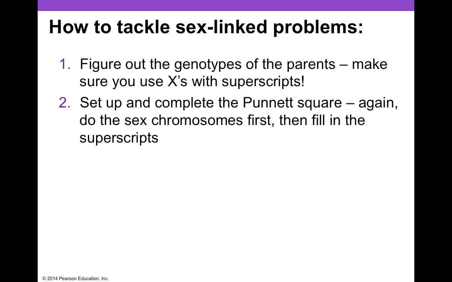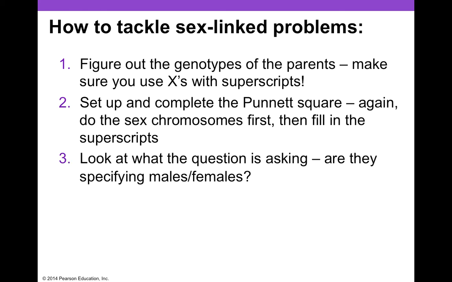When you set up the Punnett square, separate the sex chromosomes, and don't forget the alleles, across the top and along the side. When you fill in the boxes, remember to put in the sex chromosomes and the alleles they are associated with. And then look at the question that's being asked. Are they asking for general phenotypes, or are they asking you for a specific sex? That could affect the percentage of the answer.